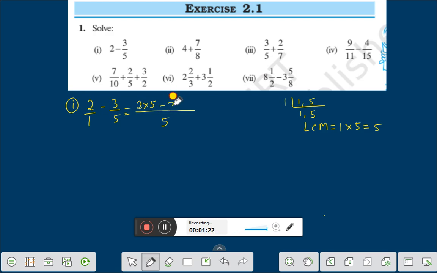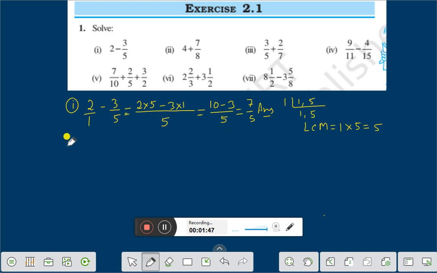That is 3 into 1. That we are getting 10 by 5 minus 3 by 5. 10 minus 3, that is 7. That is equal to 7 by 5. That is the answer.